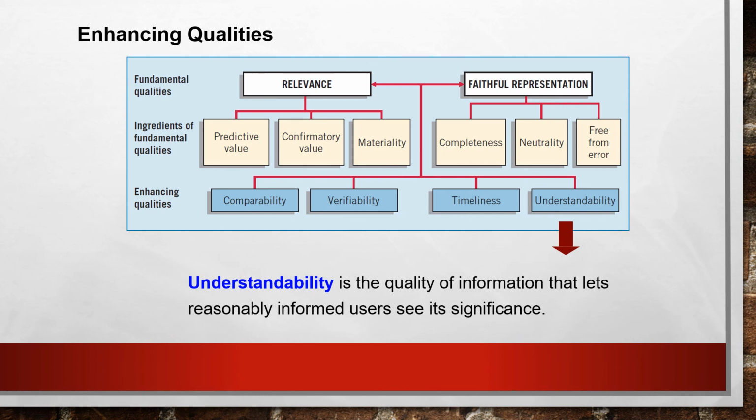Okay, and lastly, we have understandability. It is the quality that lets reasonably informed users see its significance. So, talagang naiintindihan, because what's the purpose of information if the user or the ones reading it cannot understand it? So, we should make the report easily understandable and without complexities.